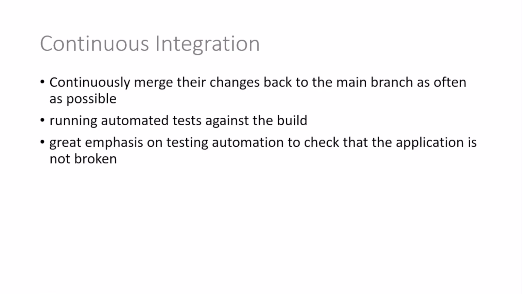So what is continuous integration? Continuous integration continuously merges changes back to the main branch as often as possible, and it runs automated tests against the build. It places great emphasis on testing automation to check that the application is not broken.